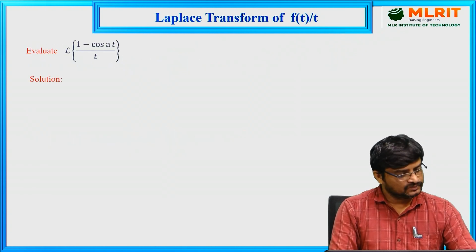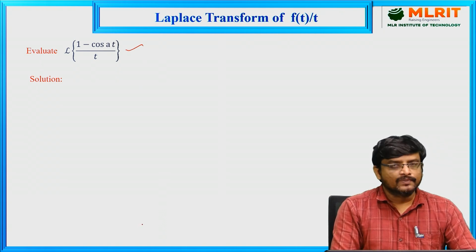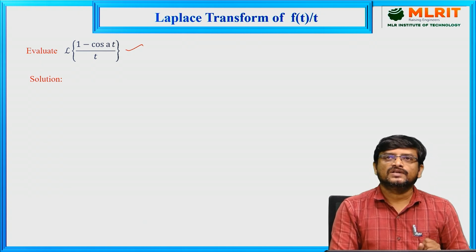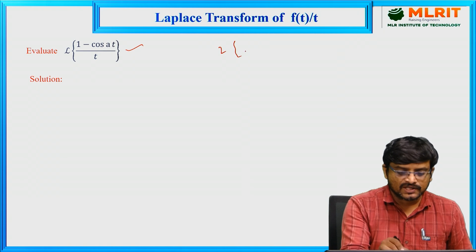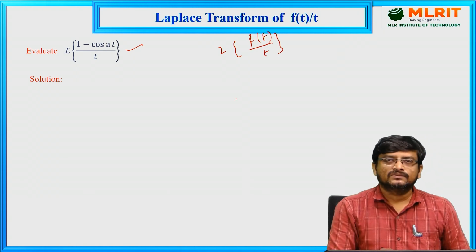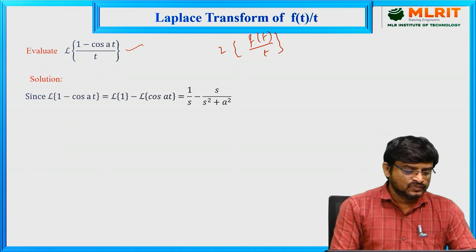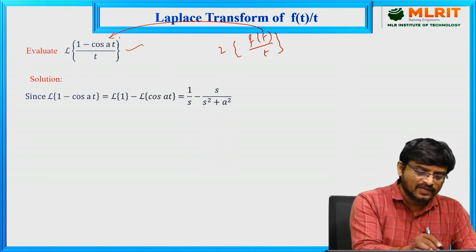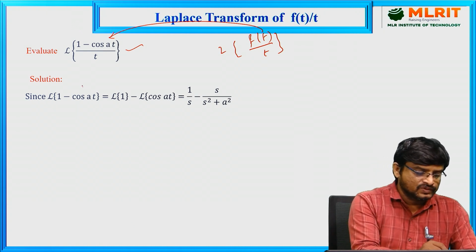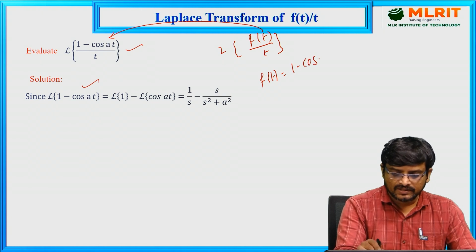Now let us take a problem: Laplace transform of 1 minus cos at by t. Whenever we find t in the denominator of the function, we can directly go for the Laplace transform of f of t by t and then apply the integration. Use this formula to get the Laplace transform of the given function. Compare and get the f of t value. So our f of t is 1 minus cos at.